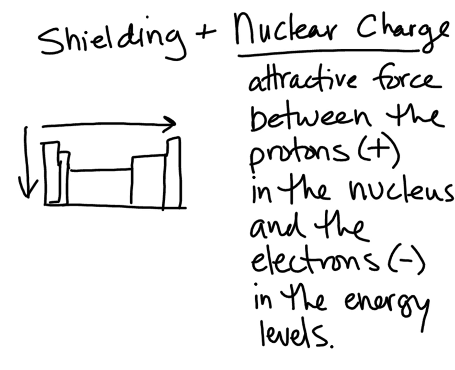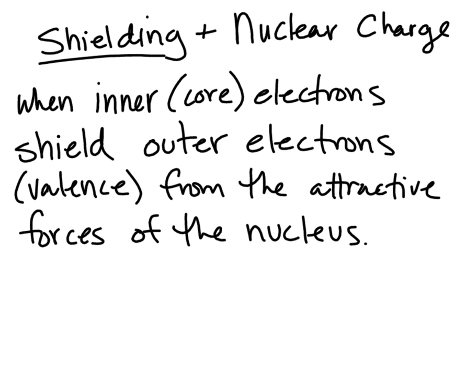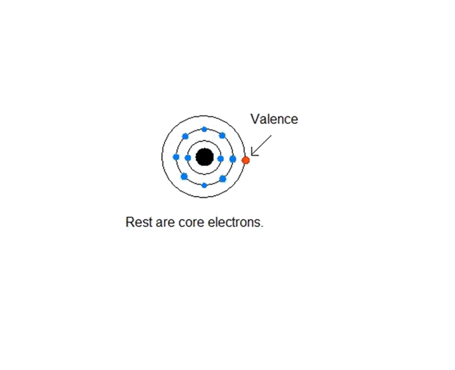Shielding is when the inner electrons, or the core electrons, shield the outer electrons, or the valence electrons, from the attractive forces of the nucleus. Now, I'm going to show you what that means. Here I have this one red valence electron right here, that's in the outermost energy level. All the blue are your core electrons, and then of course your red one is your valence electron.